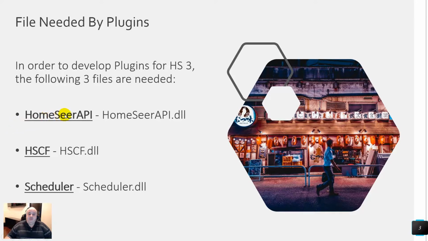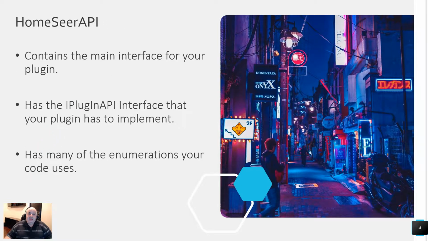The three files are the HomeSeer API DLL, the HSCF DLL, and the scheduler.dll. Those three DLL files and the associated libraries in them do various things, and I'll walk you through each of them. So the HomeSeer API, it is the main interface for your plugin. It has the iPlugin API interface that your plugin has to implement. That is the class basically that contains all of the different methods and properties that you also have to implement within your plugin in the HSPI class within your plugin. It also has a bunch of the enumerations that you'll see when you're writing plugin code that you end up making calls to. These enumerations are different values for different settings for different HomeSeer configurations.